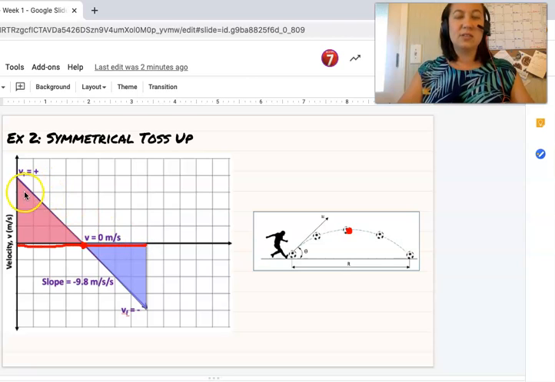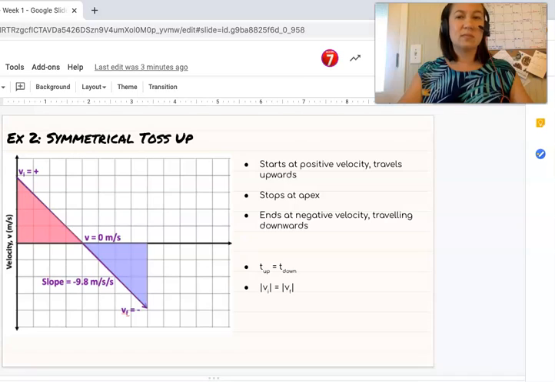Notice also that the area of the pink and blue represent the distance traveled to get to the top. That should be equal to the distance fallen, that's the blue. It's called the symmetrical example for that reason. So let's talk about the velocities.